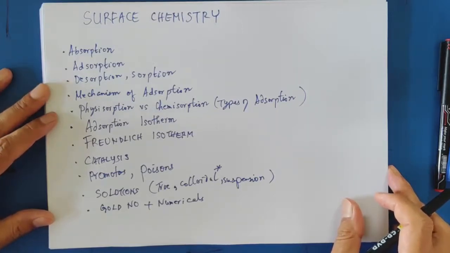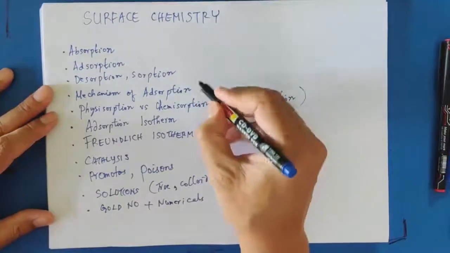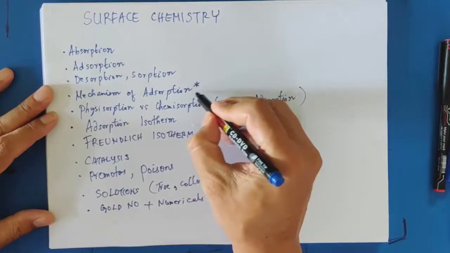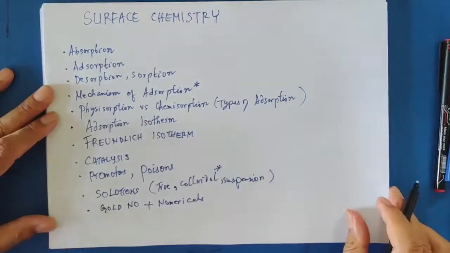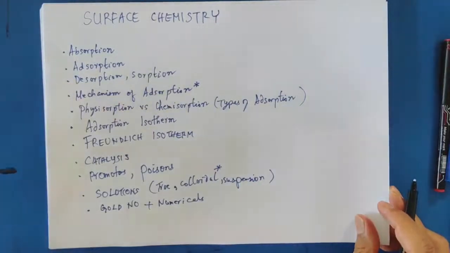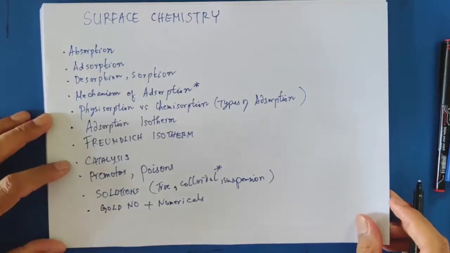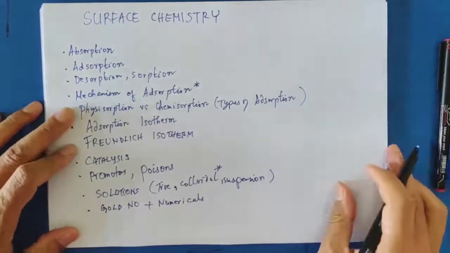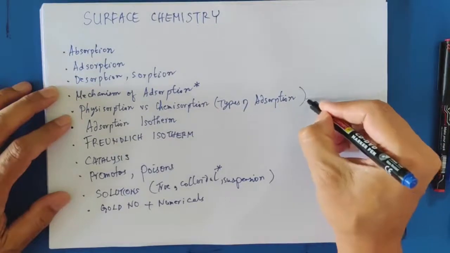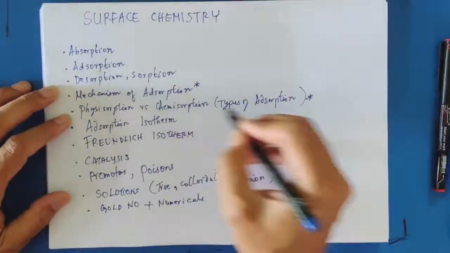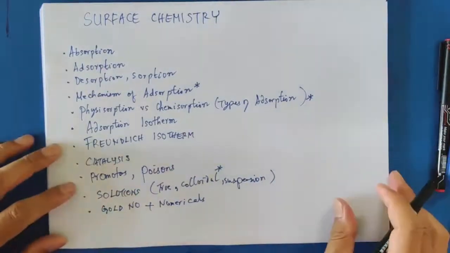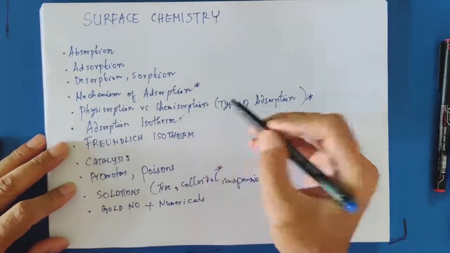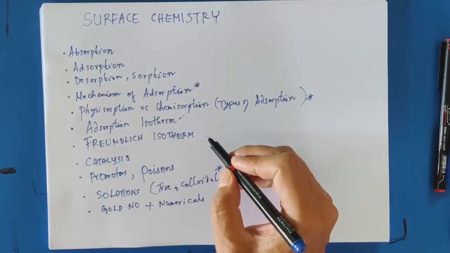Then the mechanism of adsorption. Here we'll spend a little amount of time on the detail. Next is physisorption and chemisorption, which come under types of adsorption. We'll study those in heavy detail. Then the adsorption isotherm, and the Freundlich isotherm.